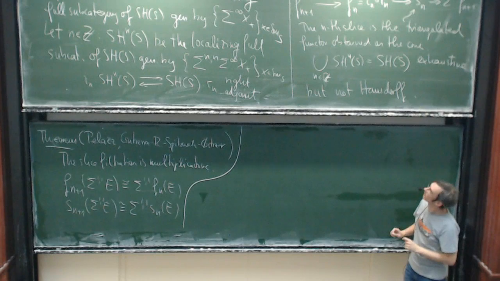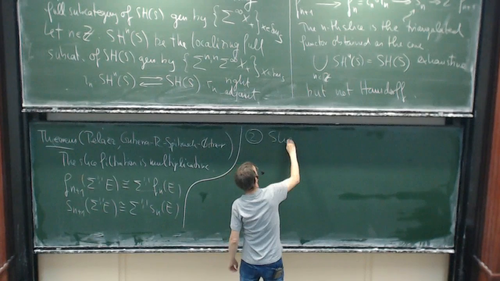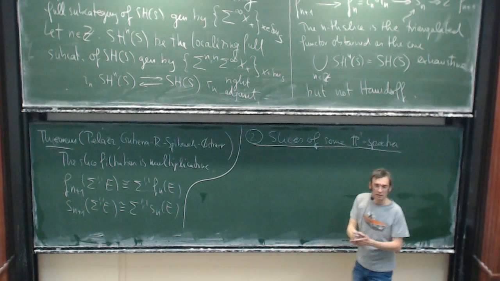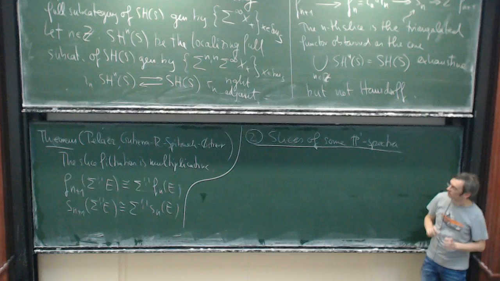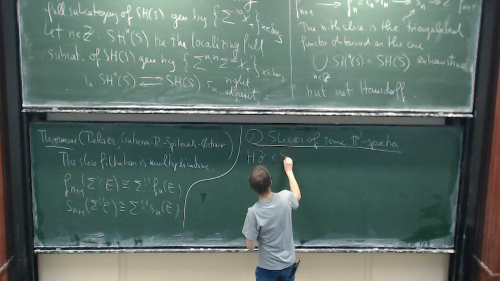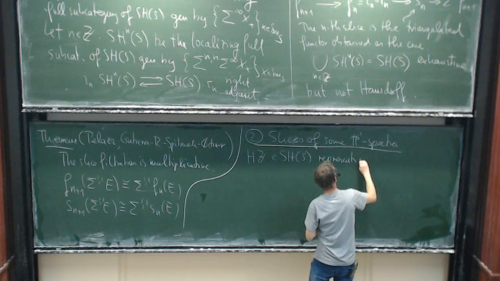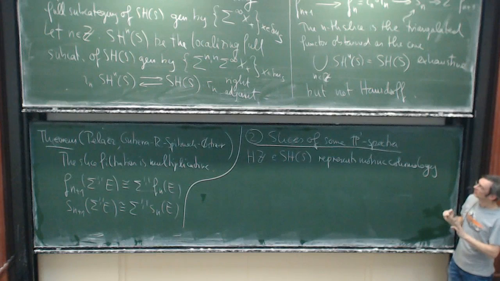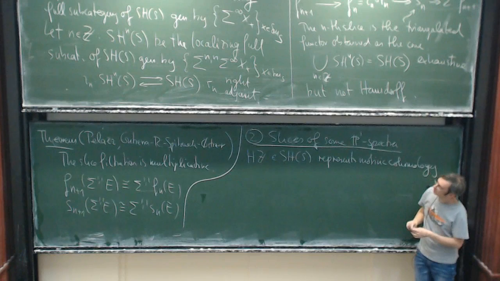Okay, let me get to the second part. So here's another P1 spectrum that we need; there's no way around it. And that's this here. It represents motivic cohomology. This came up in the last talk. Let me just describe its slices.